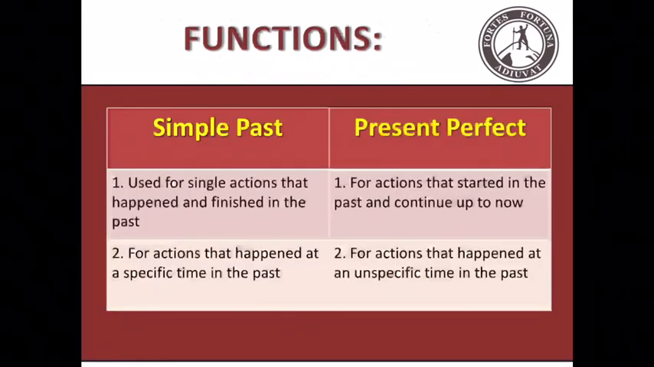Simple past is used for single actions that happened and finished in the past. These actions happened at a specific time in the past. We use the present perfect for actions that started in the past and have continued up until now. And we also use the present perfect for actions that happened at an unspecific time in the past.